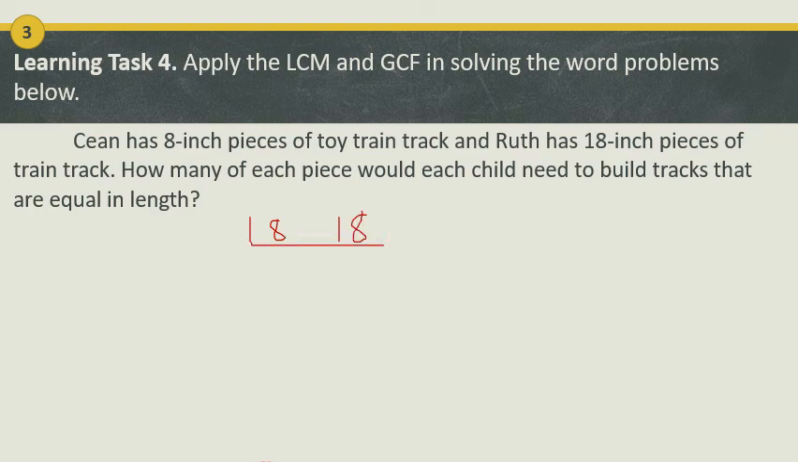So, since sila ay even number, so pwede silang i-divide sa 2. So, 8 divided by 2 is 4. 18 divided by 2 is 9. So, since wala na silang common factor, so pwede natin i-divide muna yung 4 sa 2. So, 4 divided by 2 is 2. Since ang 9 po ay hindi multiple ng 2, so baba natin siya. So, yung 2, pwede uling i-divide sa 2. So, 2 divided by 2 is 1, and 9 divided by 2 ay hindi pwede. So, baba natin siya.